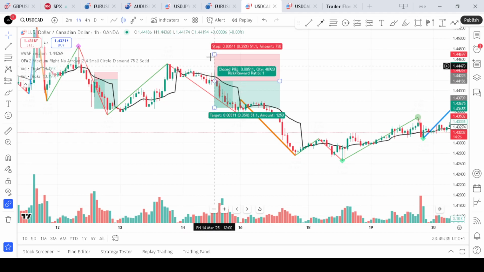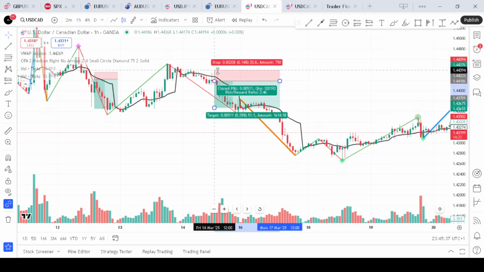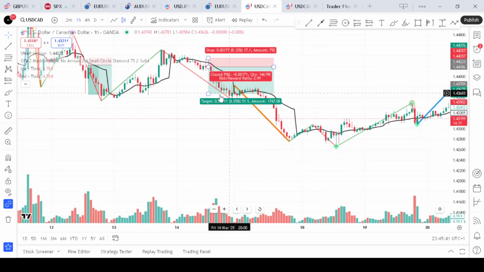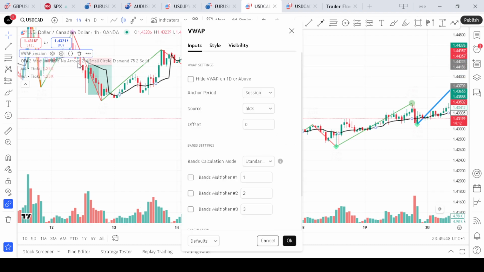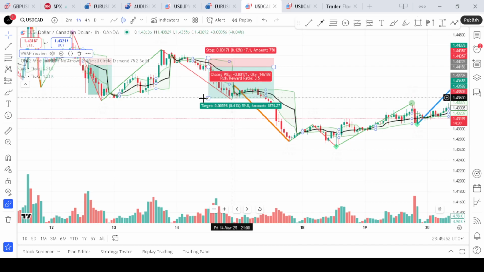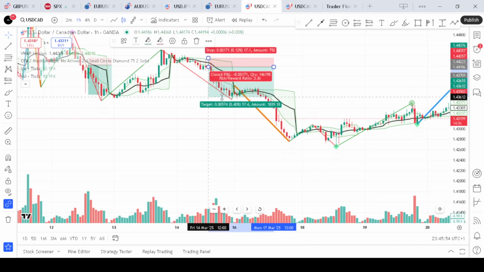Remember, you set your stop loss just above the swing high or above your VWAP line that's acting as a resistance, and you can target using the outer layer of your VWAP band. When you add your bands, you can target the outer band as your take profit area. This will give us a solid 1:3 risk to reward ratio trade.